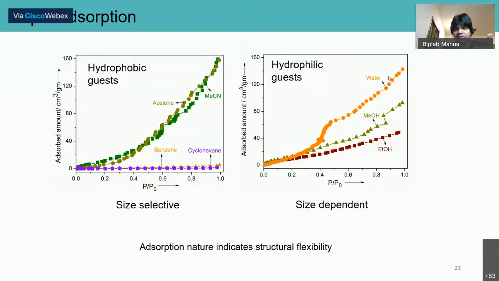Water has a smaller size, and for methanol the size is comparatively bigger than water, then ethanol is comparatively bigger than methanol. So depending on the size, the adsorption is happening here, and you can say this is size selective and size dependent. So the adsorption nature also indicates structural flexibility, because when the gas molecule comes in, the squeezed framework slowly opens, which is also evidence that the framework is soft towards different gases.